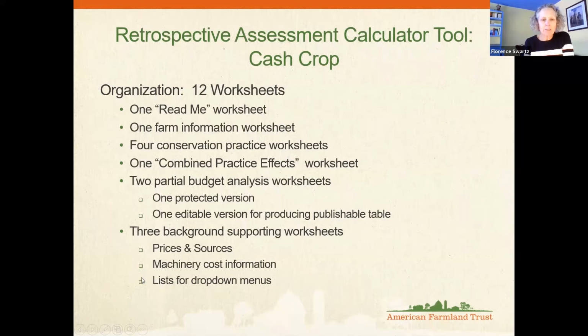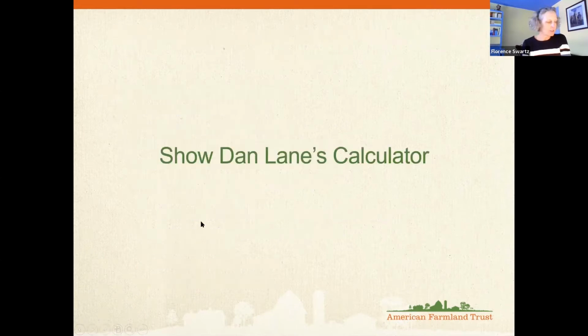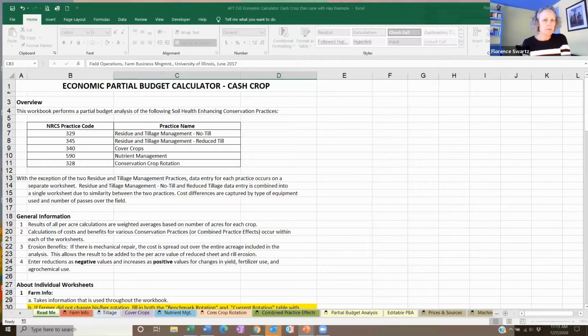At the very back end, we have 3 supporting worksheets: prices and sources, machinery cost information, and then lists that are used for drop-down menus in the worksheet itself. So we're going to take a look at, I believe this next one says, yeah, show Dan Lane's calculator. So that's what we'll do here.